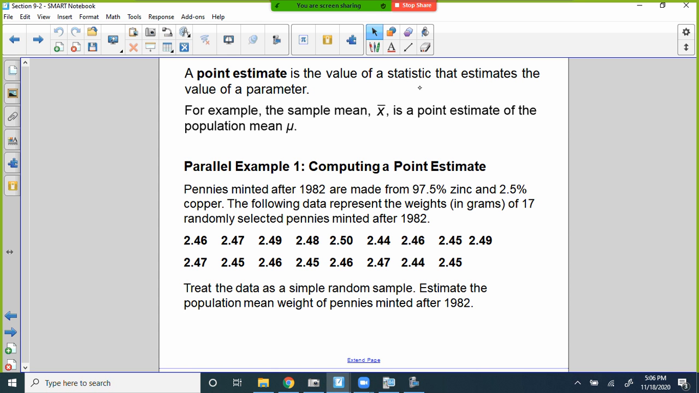Now, a point estimate is the value of a statistic that estimates the value of a parameter. For example, the sample mean, X bar, is a point estimate of the population mean, okay? If we look at this, there's 17 of these pennies. Pennies minted after 1982 are made of 97.5% zinc and 2.5% copper. The following data represents the weights. We can treat the data as a simple random sample of all of those pennies minted after 1982. Estimate the mean weight of pennies minted after 1982.